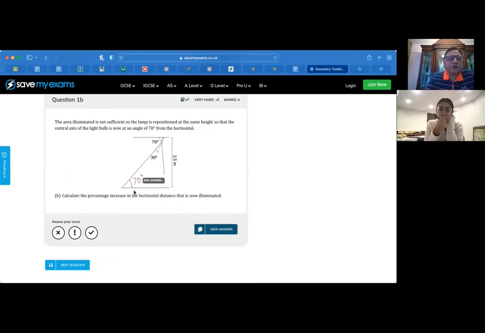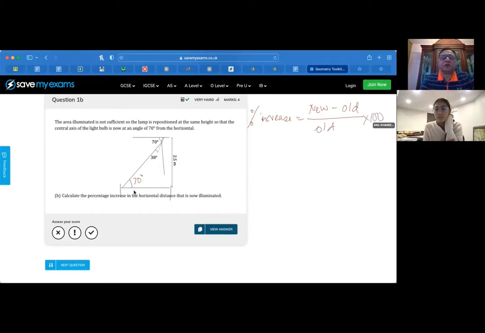Let's read the question. What do we need to find? The horizontal, so the line adjacent to the 70 degree. So calculate the percentage increase in the horizontal distance that is now illuminated, right? So what is percentage increase? Can you tell me? So that will be whatever new length you got, minus the old, divided by old, times 100.